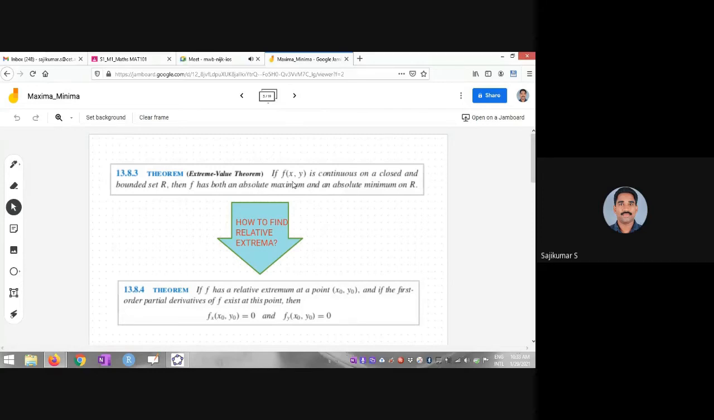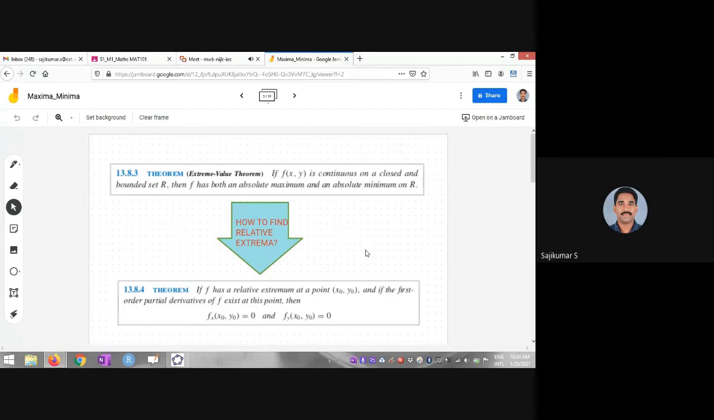The extreme value theorem says that if the function is continuous on a closed and bounded set, there are two conditions. First, the function must be continuous. The second is that the function is defined on a closed and bounded set in the region, in the domain. Then f has an absolute maximum and an absolute minimum on the corresponding region R. That is the existence theorem.